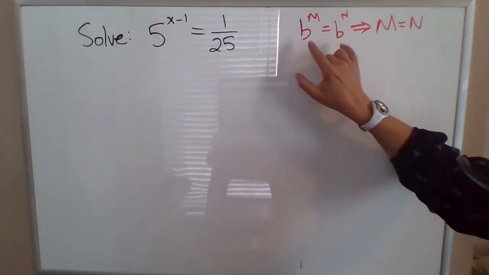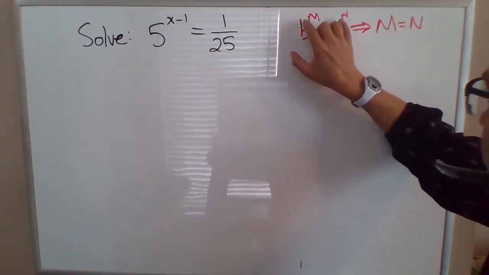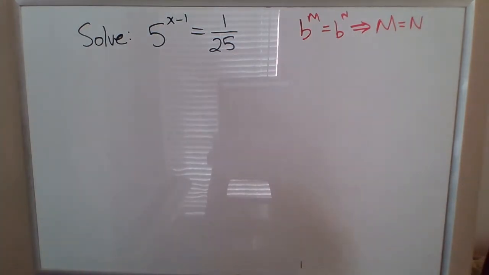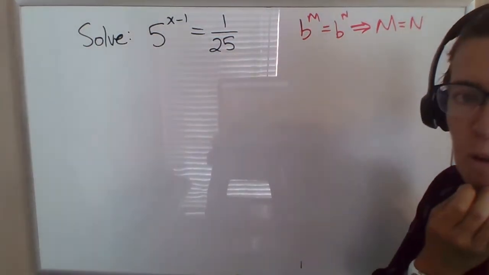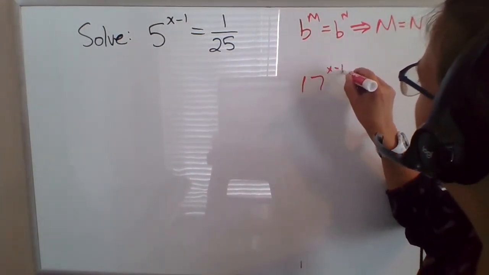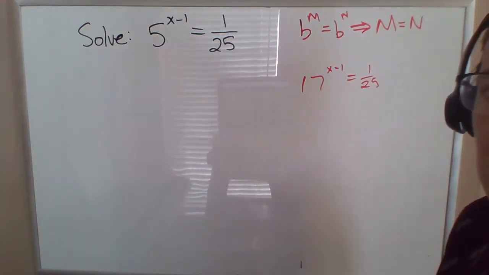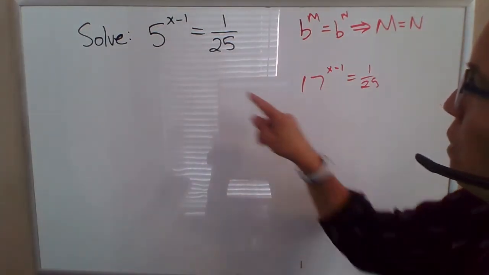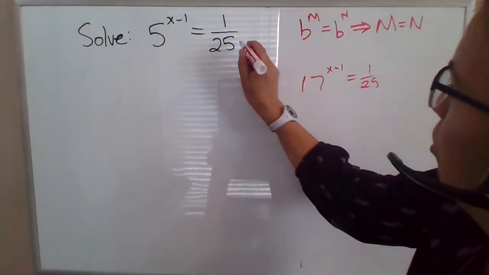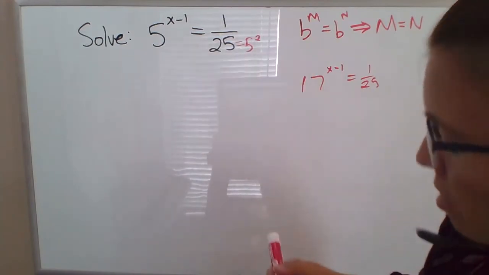But it's critical that you express your equation in this form before you drop the bases and set those exponents equal to each other. So it's not always going to be possible with these exponential equations. If this was 17 to the x minus 1 equals 1 over 25, we would not be able to express both sides as a power of the same base. But because it's 5 and then we have 25 here, well, we know that we can write 25 as 5 squared.